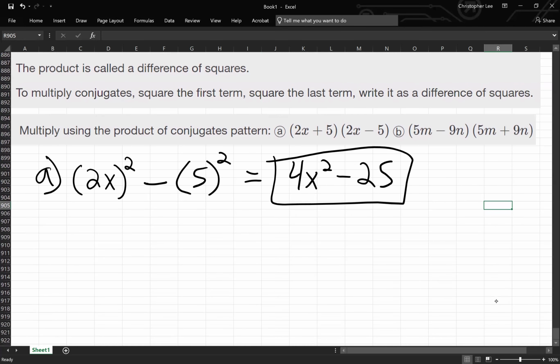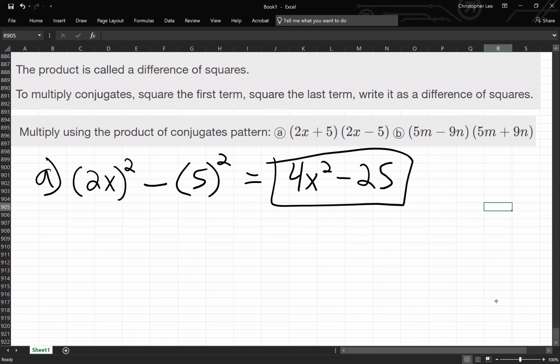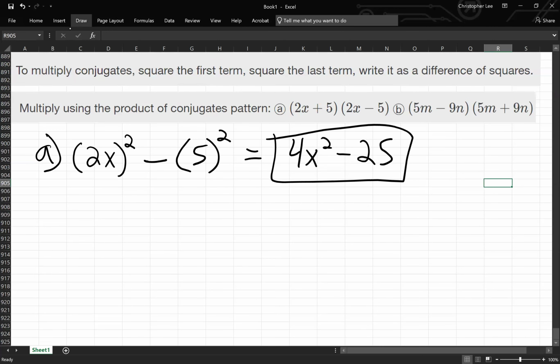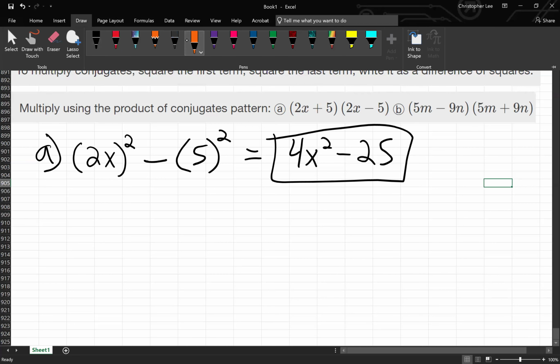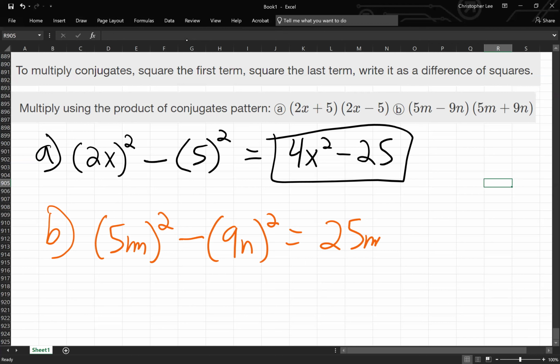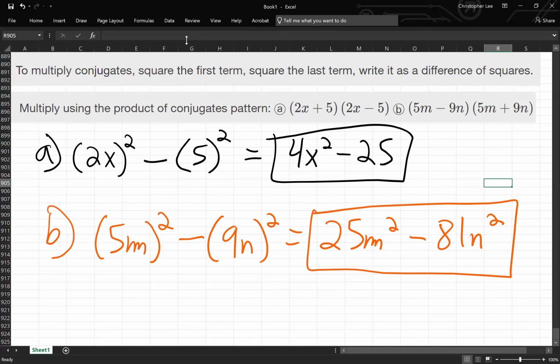Again, it's okay if you don't get it. You use what you know how to do. The vertical method and distribute method will work for this. Let's look at B. What's that going to be? It's going to be the 5m squared minus the 9n squared. Put that together. What's this going to become? 25m squared minus 81n squared. That's my answer. Done. That's how you use the pattern with it.